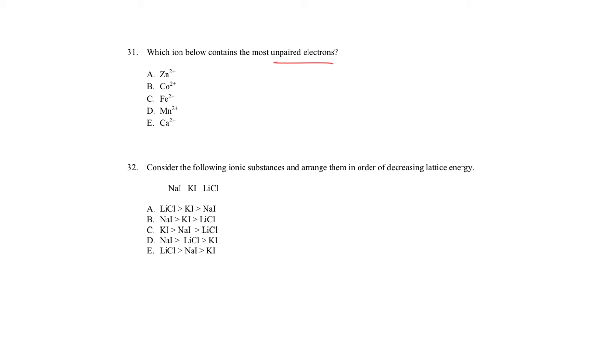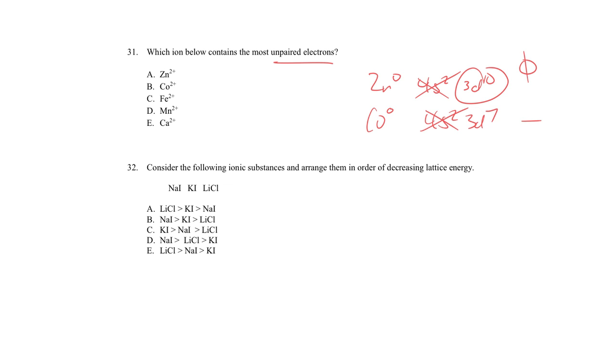Which ion contains the most unpaired electrons? For something like zinc 2 plus, zinc 0 being 4s2 3d10, by rule we remove the 4s electrons first. So this is a 3d10, for 0 unpaired electrons. Cobalt 0 is a 4s2 3d7, so we remove these and go to a 3d7. So we have 1, 2, 3, 4, 5, 6, 7, so we have 3 unpaired electrons. We go to iron 2 plus. Iron 0 is a 4s2 3d6, so we remove these. We go down to having 4.